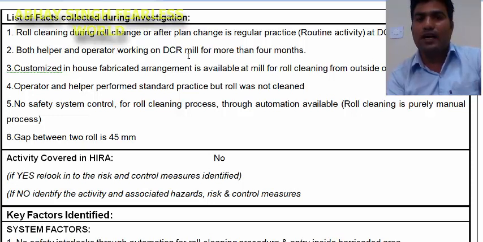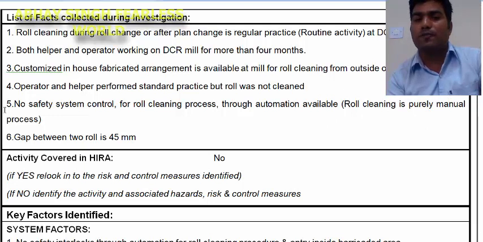And second, both the helper and operator had been working on the DCR mill for more than 4 months. That means they were new to that rolling mill and had been working for the last 4 months. A customized, in-house fabricated arrangement is available at the mill for roll cleaning from outside of the equipment, and the operator and helper performed the standard practice but the roll was not clean. Then they used cloth manually to clean the roller, and at that time there was no safety system control for the roll cleaning process through automation. Roll cleaning is a purely manual process.